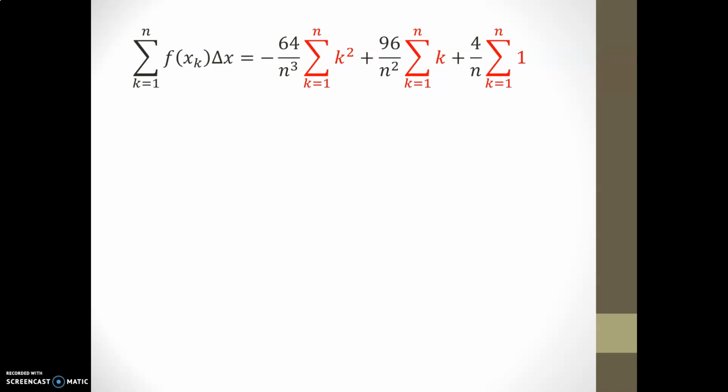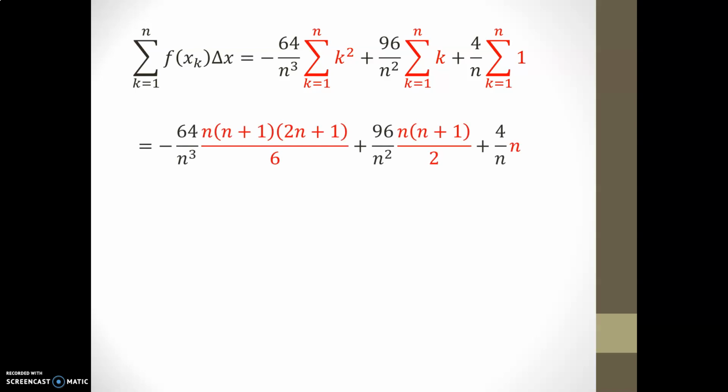Now in red, I've highlighted the three series that perhaps ring a bell. Those are summations for which we have established rules in the past. We have formulas to calculate these sums. In fact, for the sum of k squares, n times n plus 1 times 2n plus 1 over 6 was the formula we had established. For the sum of k's, n times n plus 1 over 2. And in the last one, since we're adding 1's and there are n of them, we simply have n times 1.